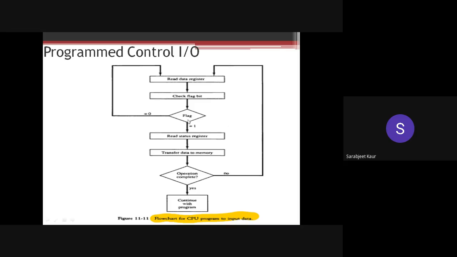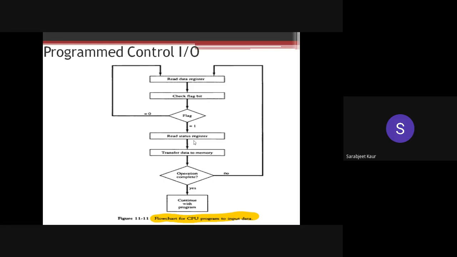Once this flag bit is set, that means the IO device has become available, and the CPU goes and reads the status register. Why is the status register read? Because of the other important things. For example, if the user is typing a character and it is to be stored in a variable x, you get the value of x from the user.